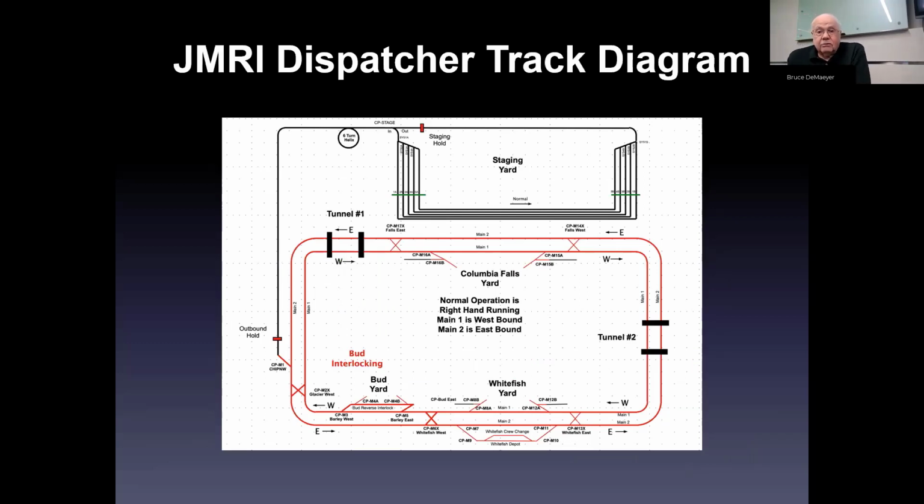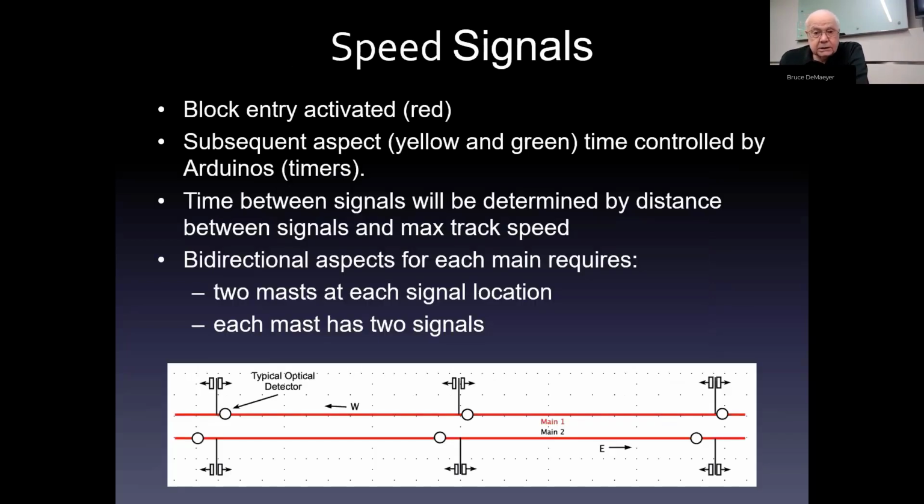Back to the track diagram so that you can remember what we're talking about. There's the outbound hold, there's the interlocking, and we've talked in detail about it. But we haven't talked much about Whitefish and Columbia Falls. But I'll get to those in a minute.